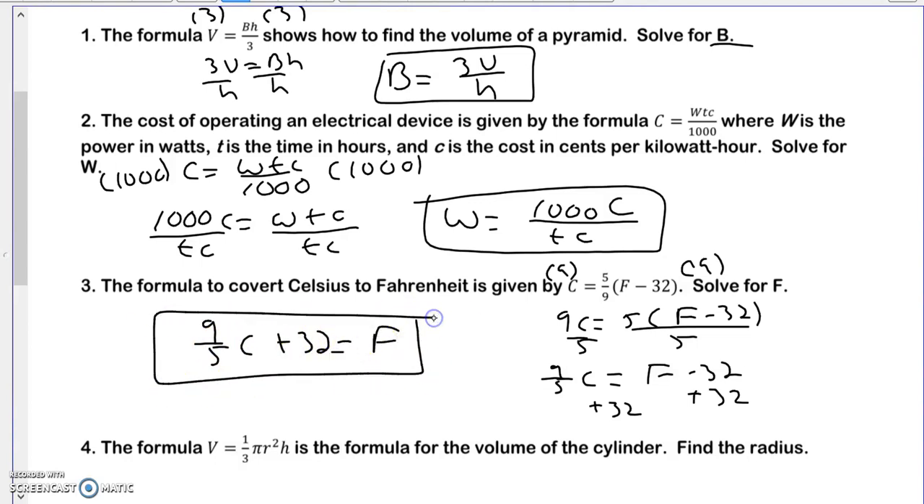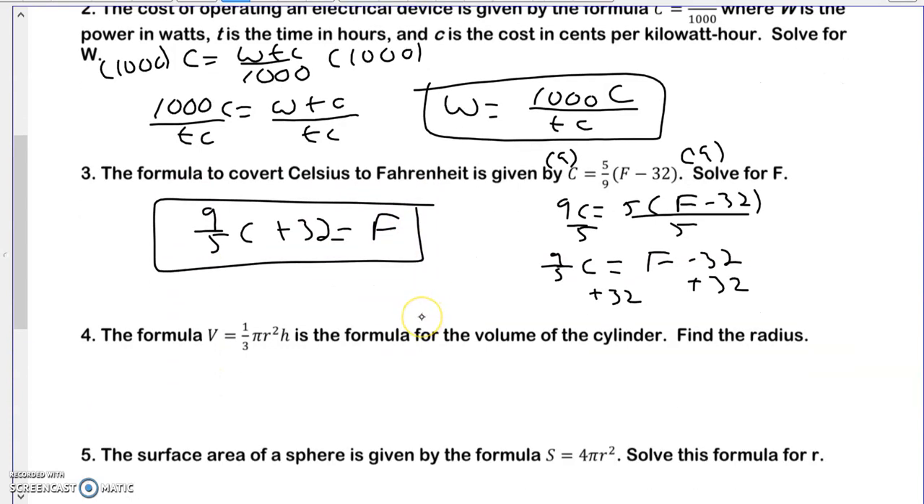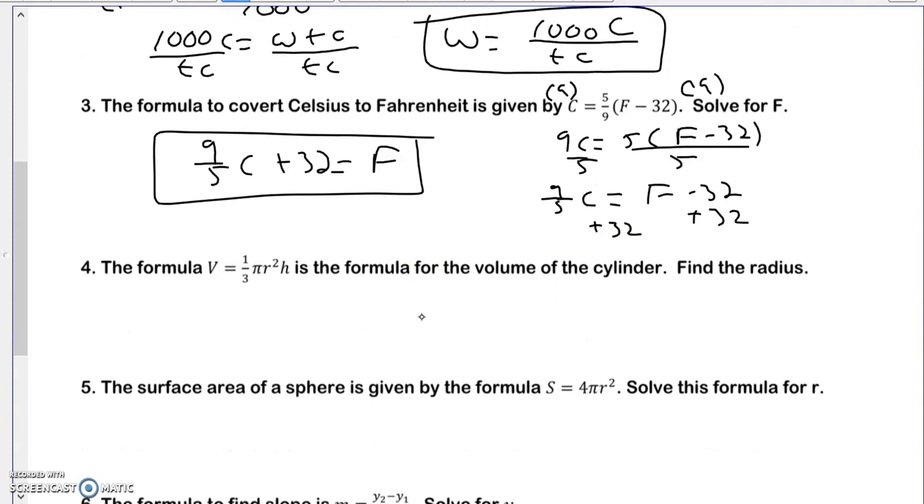Taking a look at the next one, the formula V equals 1/3 pi r squared h is the formula for the volume of a cylinder. Find the radius. So the first thing I'm going to do on this one is I'm going to multiply each side by 3 to get rid of this. So I get 3V, and I get pi r squared h.